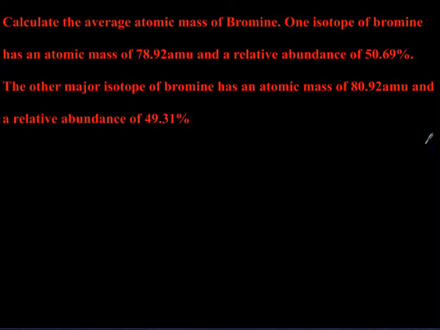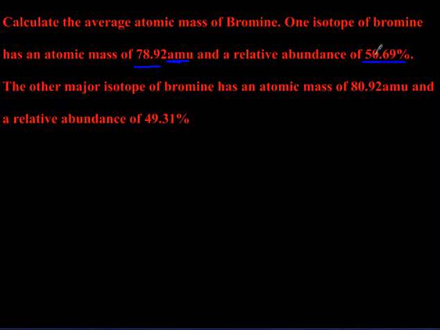So this first problem here, find the average atomic mass of bromine. One isotope, so one version of bromine, has an atomic mass of 78.92 AMU. What AMU is, is atomic mass units. So it might be atoms, it might be molecules, it doesn't really matter. Just know that AMU means atomic mass unit. It has 78.92 AMUs and a relative abundance of 50.69%.